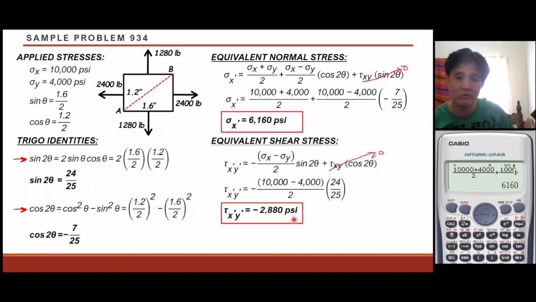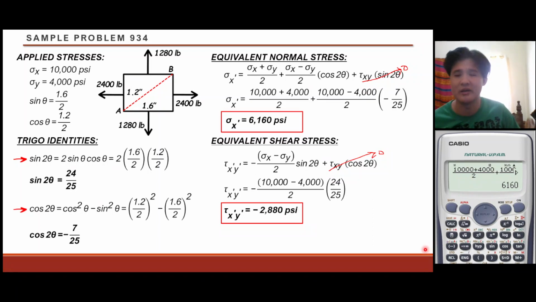So this will now be yung equivalent shear stress natin for this particular problem. I mean, yung shear stress natin along plane AB. So, yan ang hinahanap sa problem natin. This will be yung mga sagot natin for this particular problem. And that is yung end ng ating discussion for principal stresses.